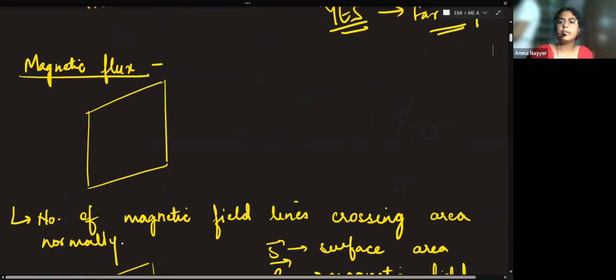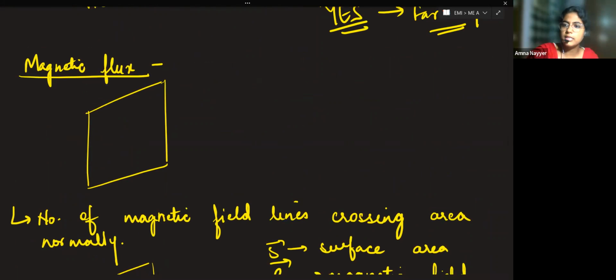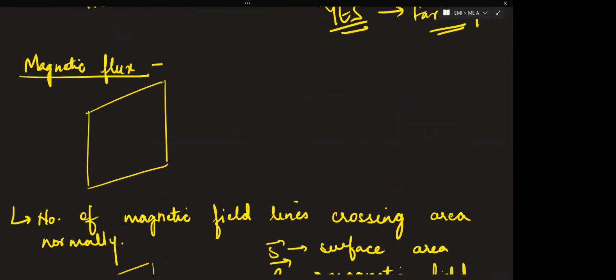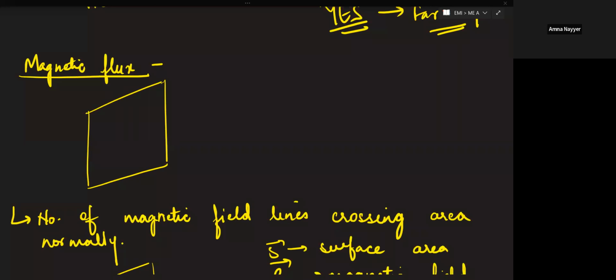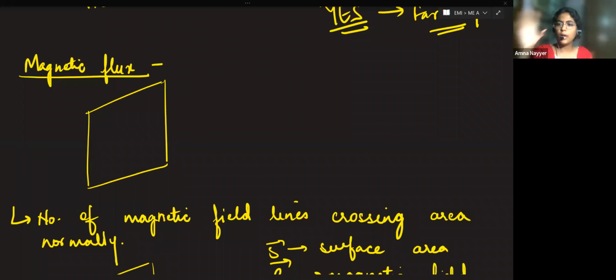See, first let me tell you what is meant by electric flux. Electric flux simply means when you have a certain number of field lines that are crossing per unit area. Now, what kinds of field lines are those? Those are electric field lines. You have electric field lines that are crossing a certain area.